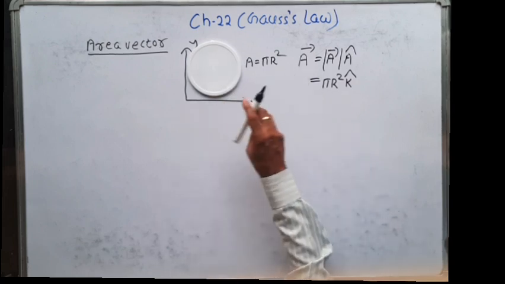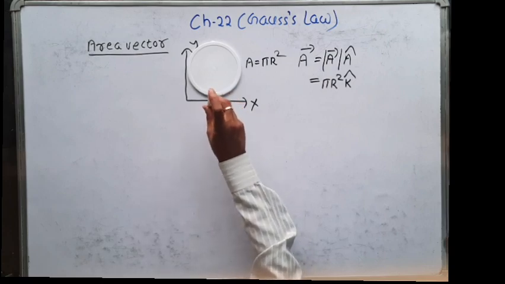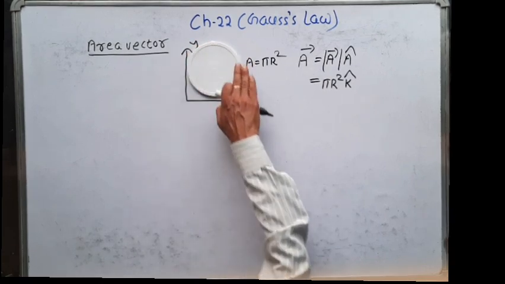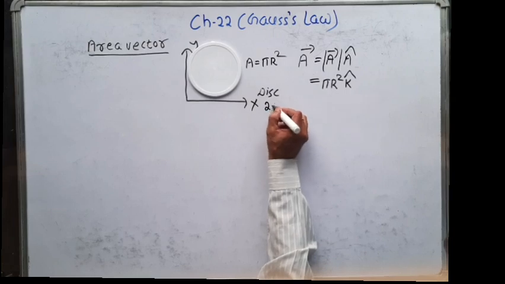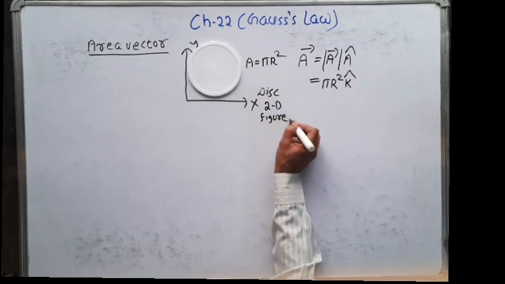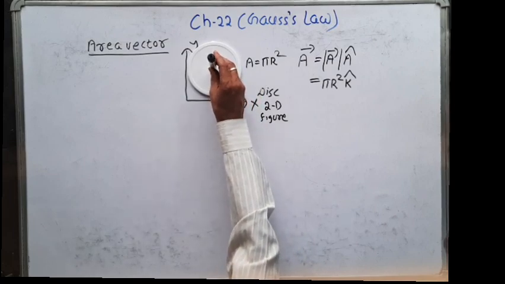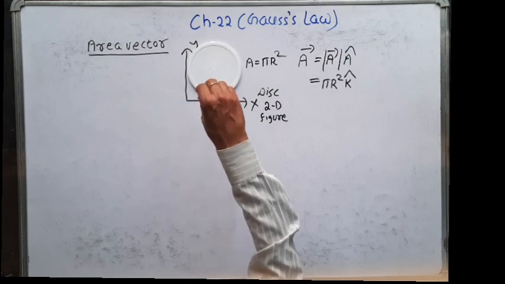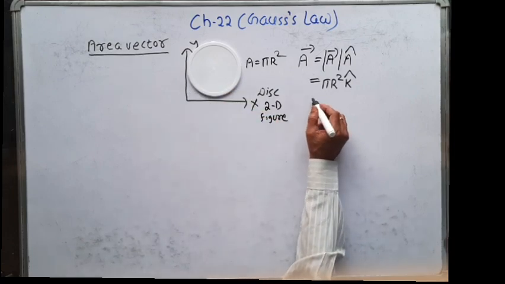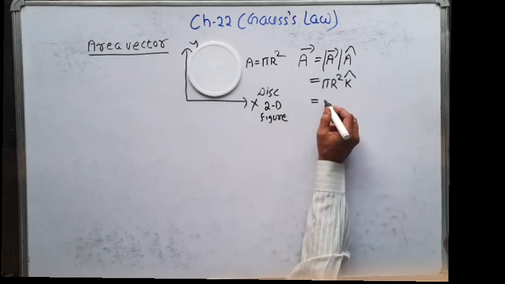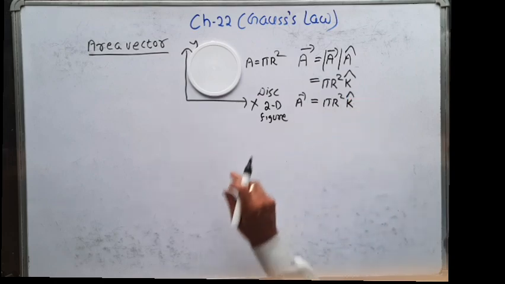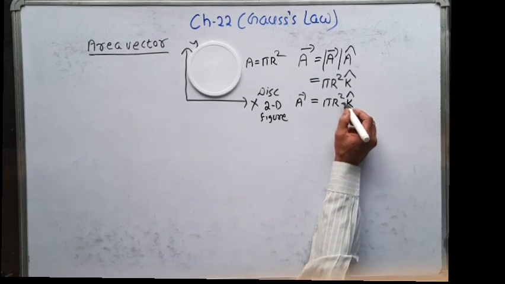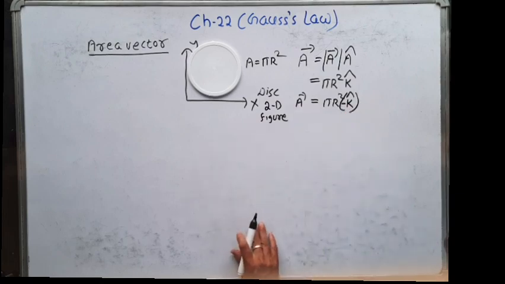Or we can also take the negative z-axis, which is also perpendicular to this area element. The disc is a two-dimensional figure, so the perpendicular is either upward, along the positive z-axis, or along the negative z-axis. If I take the negative z direction as perpendicular, then the area vector is equal to the magnitude of the area, pi r square, acting in the negative z direction, whose unit vector is minus k cap. So this is called the area vector.